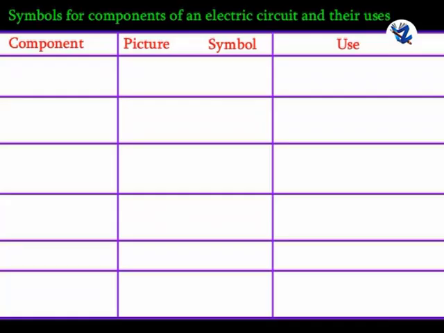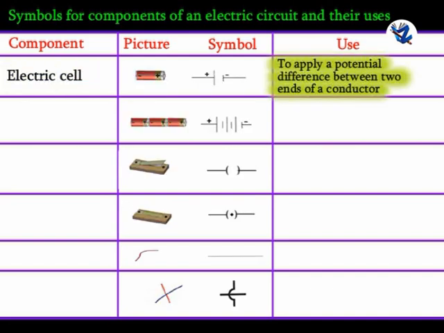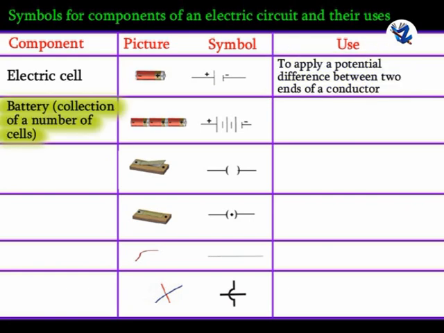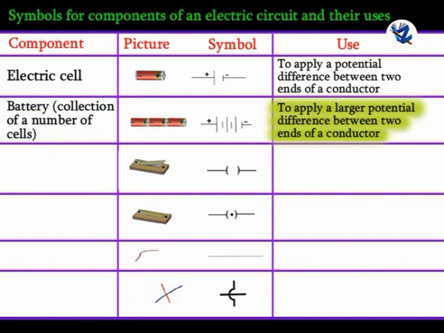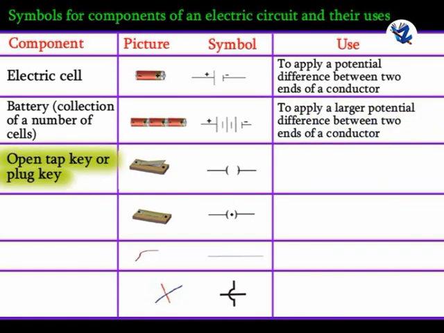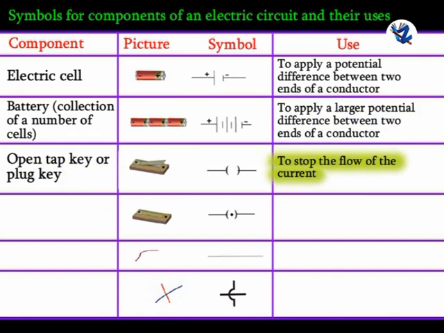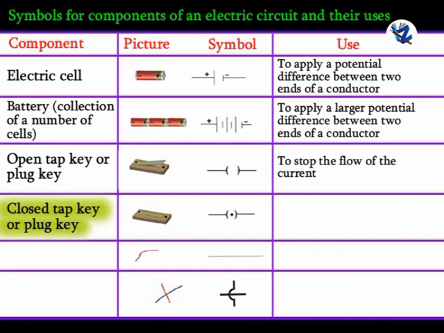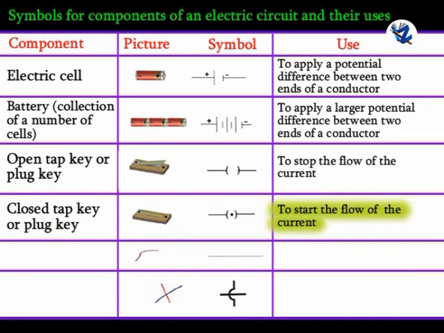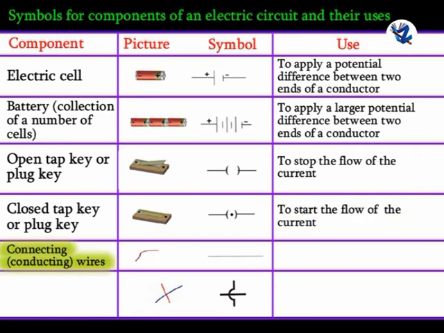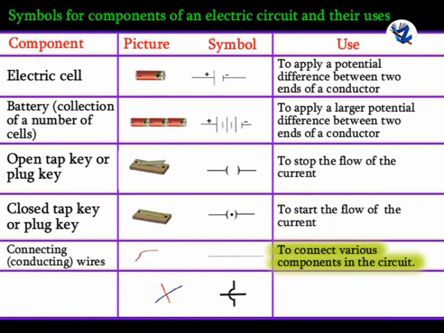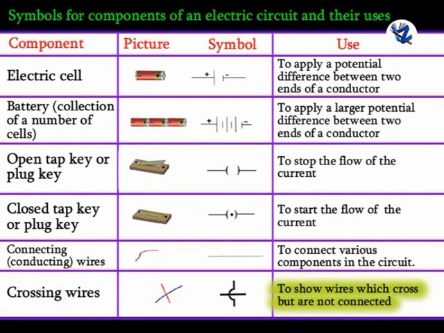These are the symbols of components of an electric circuit and their uses. Electric cell: it is used to apply a potential difference between two ends of a conductor. Battery, meaning a collection of a number of cells, is used to apply a larger potential difference between two ends of the conductor. Open tap key or plug key is used to stop the flow of the current. Close tap key or plug key is used to start the flow of the current. Connecting wires connect various components in the circuit. Crossing wires show wires which cross but are not connected.